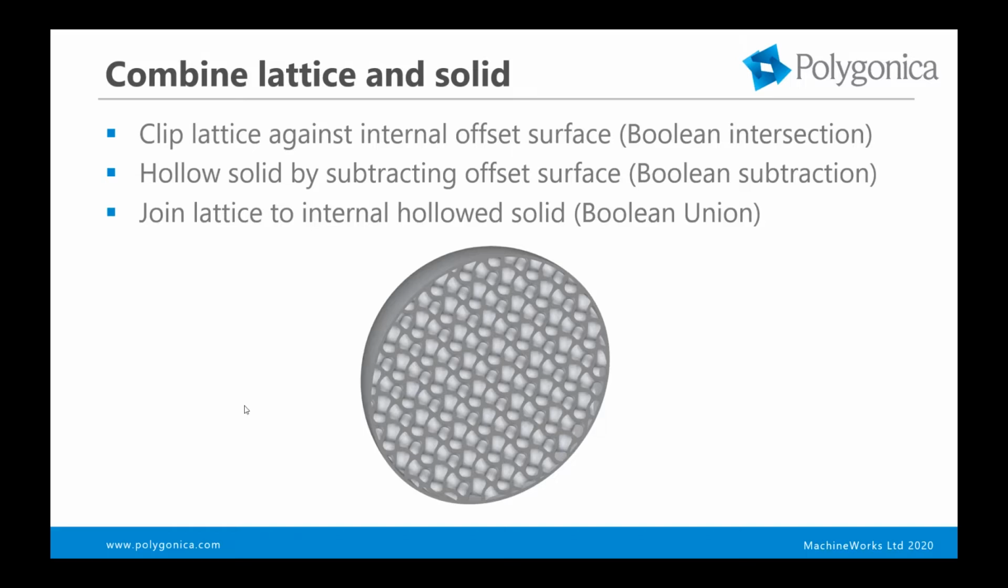So here are the final parts of the operation. You clip that cuboid lattice against the internal offset surface that we created earlier. So that's a Boolean intersection operation. We then hollow the solid out by subtracting the offset surface. So that's a standard hollowing operation and Boolean subtraction. And then we join the lattice to the internal hollowed solid using a single part-part Boolean union operation. And you can see the result below. You've got a hollowed out solid with an internal gyroid lattice.